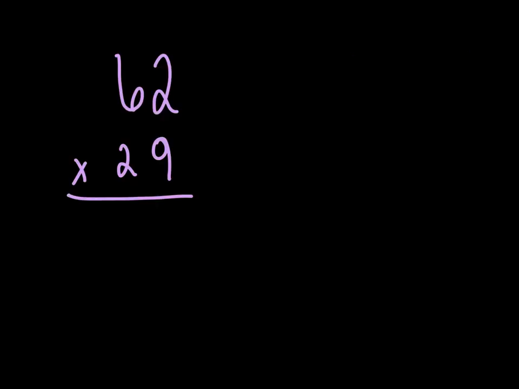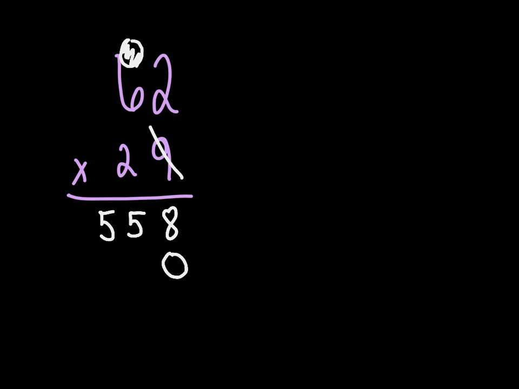62 times 29. Let's try out the standard way and then try an area model. So you have 2 times 9 is 18. Put the 8, carry the 1. 6 times 9 is 54. Plus this 1 is 55. As soon as we're done with the 1s, we cross it out and we put a placeholder, 0. And then cross out the number that you carried over so you don't get confused.